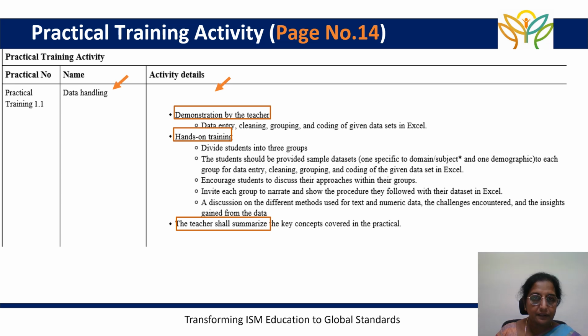Coming to practical training activity, this is available on page number 14. The first column shows the practical training number as 1.1. The name of the activity is data handling. Activity details are demonstration by the teacher, hands-on training by the students, and the various steps to be followed. Finally, the teacher shall summarize the key concepts covered in the practical. This we will be discussing in detail in the forthcoming video.